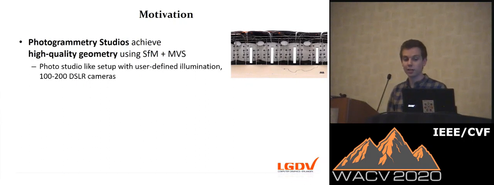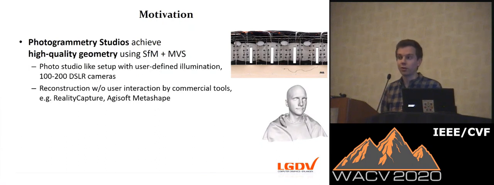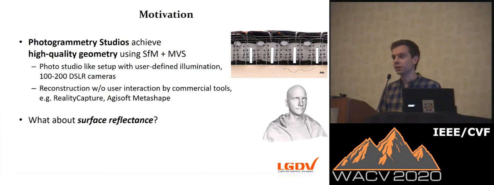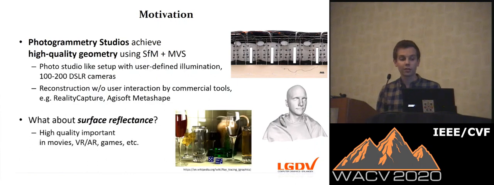These are photo studio-like setups with user-defined illumination and several hundreds of cameras, and the reconstruction of the geometry runs without any user interaction. But surface reflectance is still an open topic, and it's very important to achieve high quality in games, movies, VR, and AR.